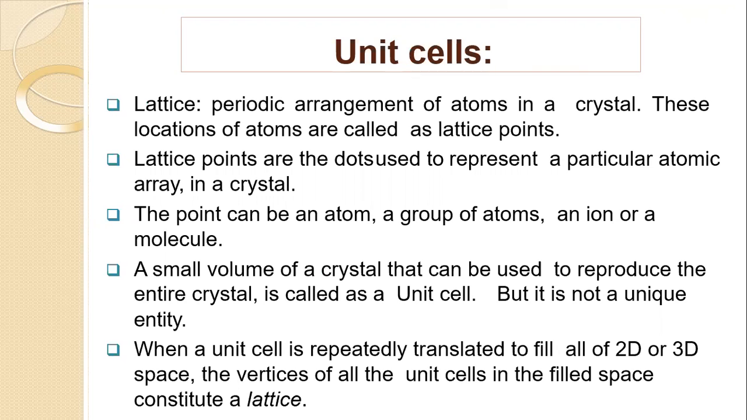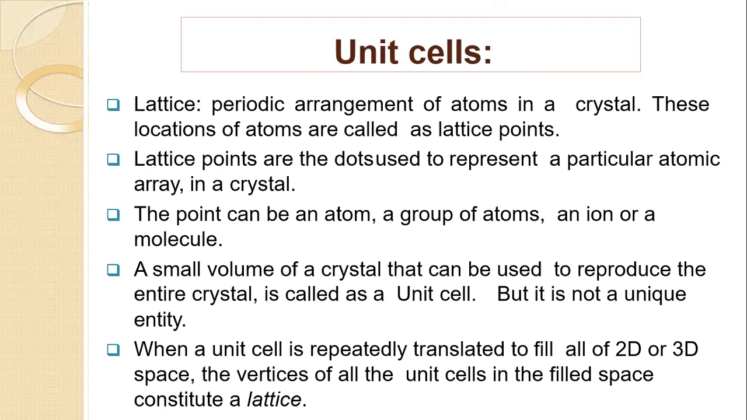Next, a small volume of a crystal that can be used to reproduce the entire crystal is called a unit cell. So these small volumes of a structure that can be repeatedly used to reproduce the entire crystal are called a unit cell. But it is not a unique entity. We have already discussed the unique entity.